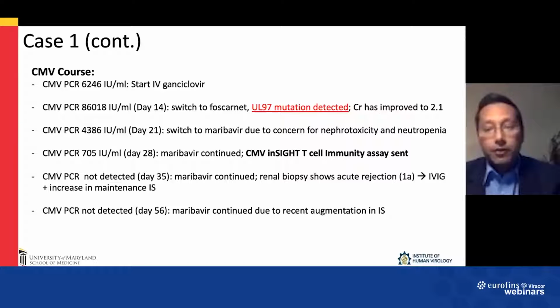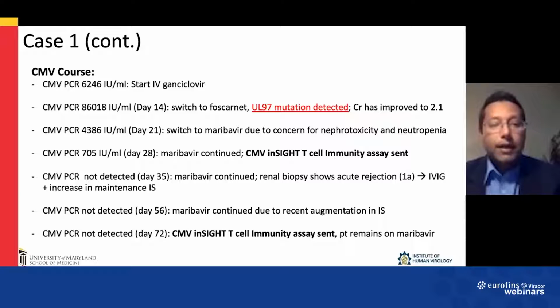However, in the interval, she did have another renal biopsy because of a persistent elevation in her creatinine showing acute rejection this time. And so she was administered IVIG as well as an increase in her maintenance immunosuppression. Her maribavir, unfortunately, could not be discontinued as a result of the increase in her immunosuppression, and so she was maintained on this for several additional weeks. Through day 72 of her CMV treatment course, she maintained an undetectable CMV PCR, and a repeat CMV-INSIGHT T cell immunity assay was sent at this time.